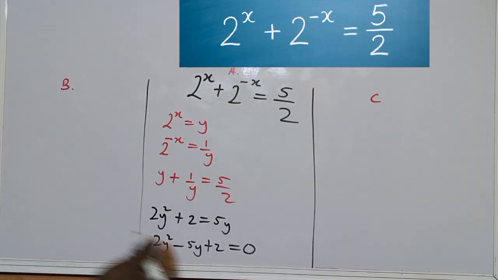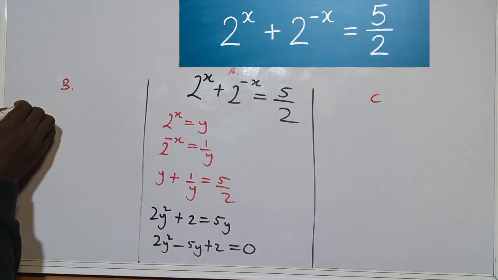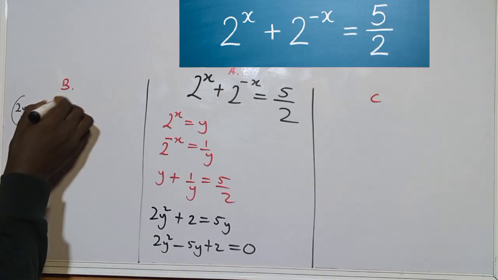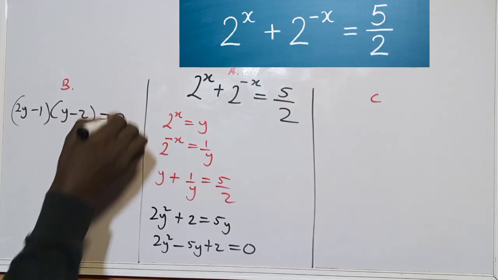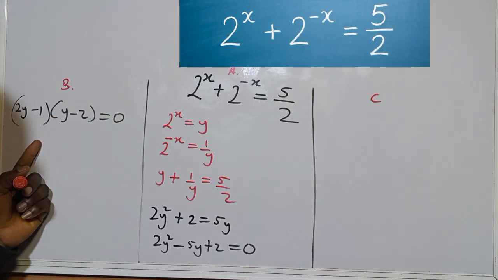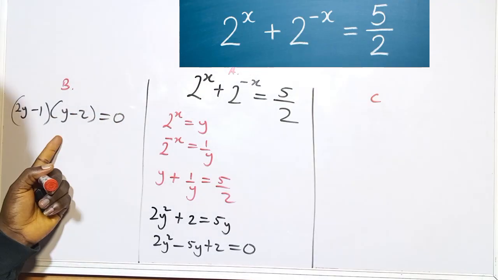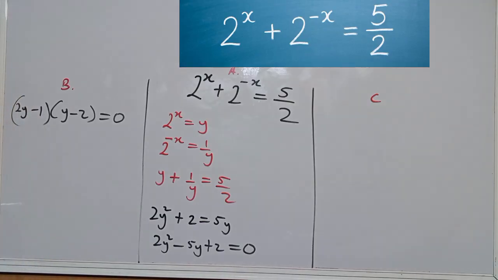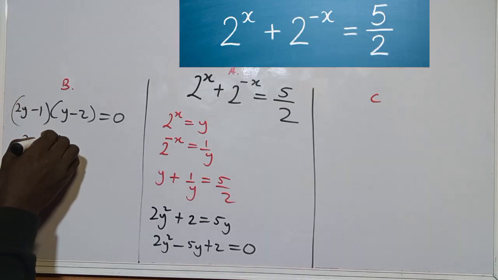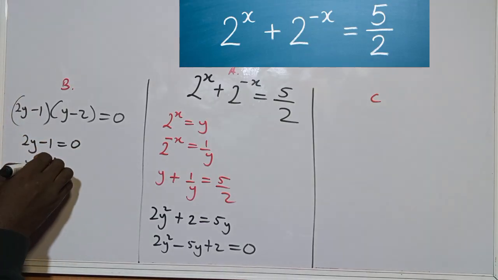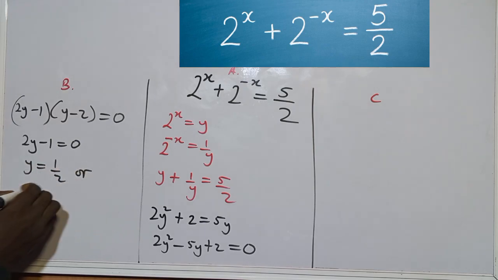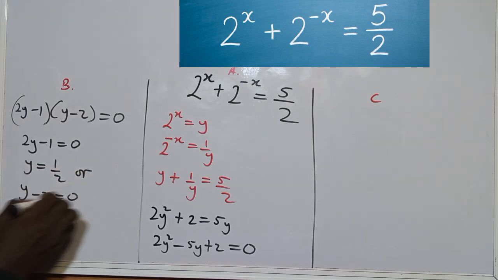Then factor. When you factorize this, you have (2y minus 1)(y minus 2) is equal to 0. Most people stop here because y has two possible values. Now let's continue. 2y minus 1 is equal to 0, so y is equal to 1 over 2. Or y minus 2 is equal to 0, so y is equal to 2.